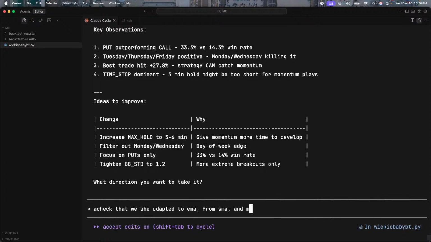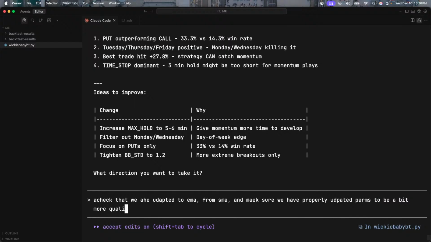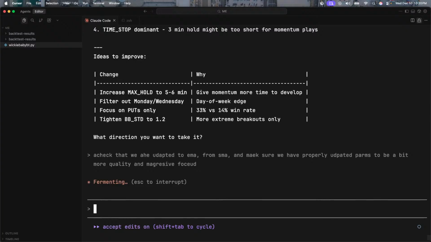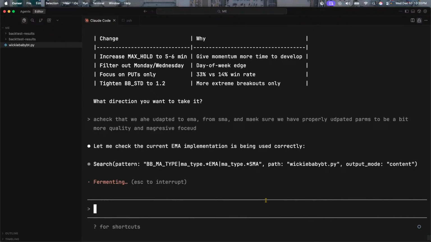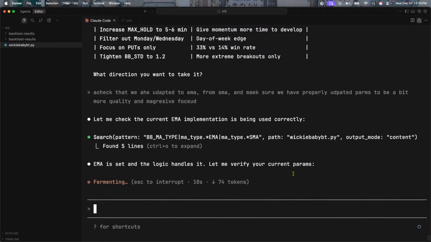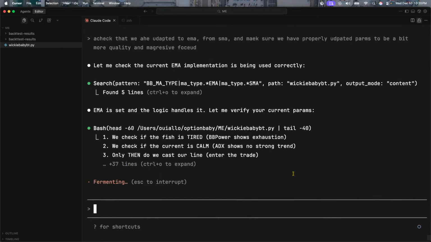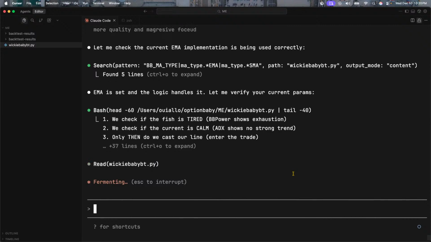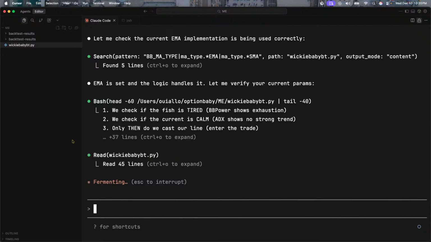Check that we have updated to EMA from SMA, and make sure we have properly updated the params to be a bit more quality and aggressive focused. All right, let me check. We are using, oh, you know what? I can use TMA now. I'm going to get back to that.